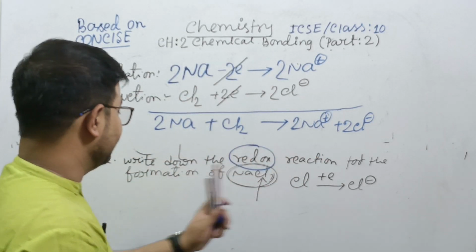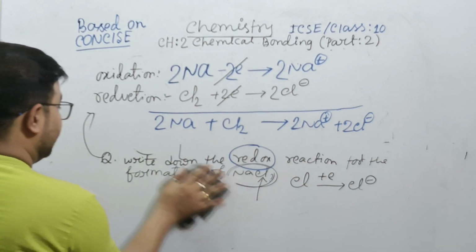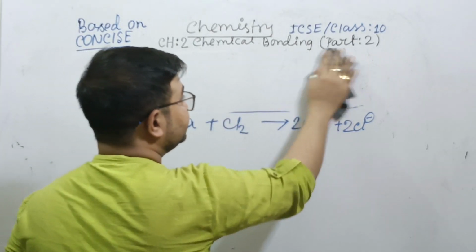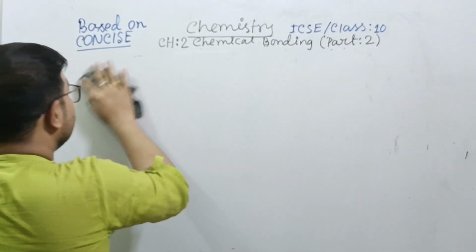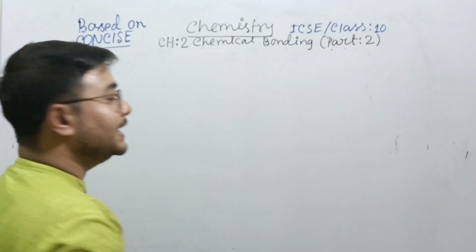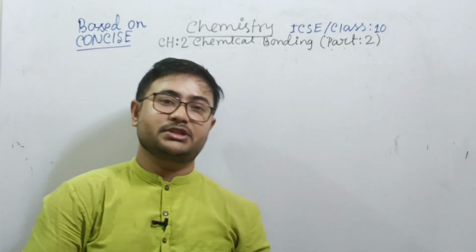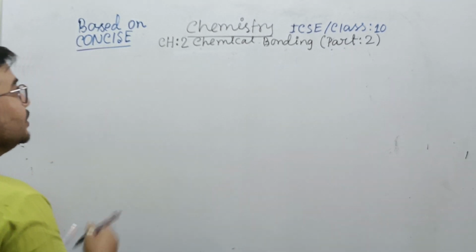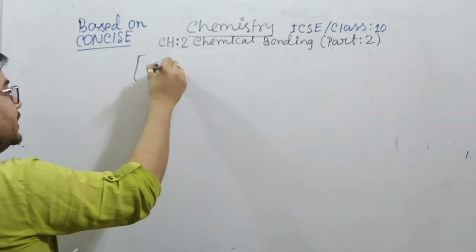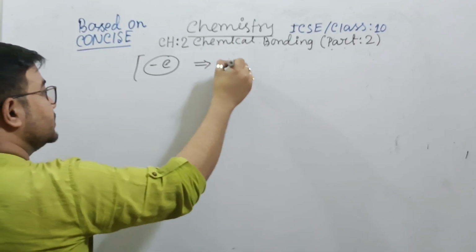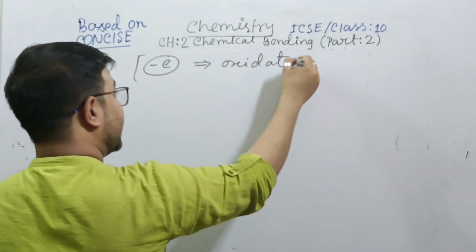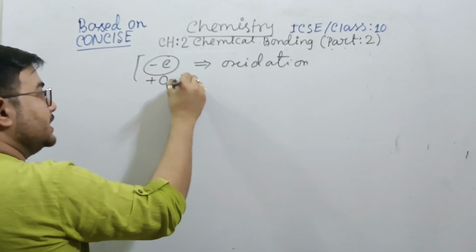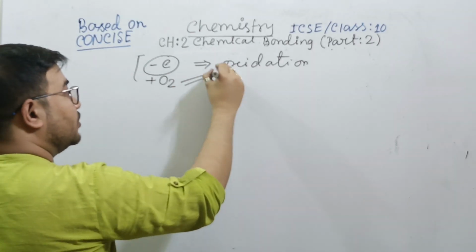Okay, this is a very important question for our board: write down the redox reaction for the formation of NaCl. Okay, now the last question and also an important question from the concept of redox. Now tell me, is release of electron oxidation or reduction? Release of electron is always oxidation, but keep in mind, release of electron means oxidation as well as addition of the electronegative element oxygen. Oxygen addition is also called oxidation.